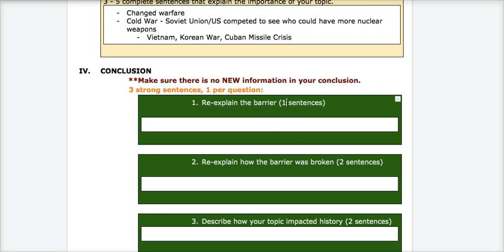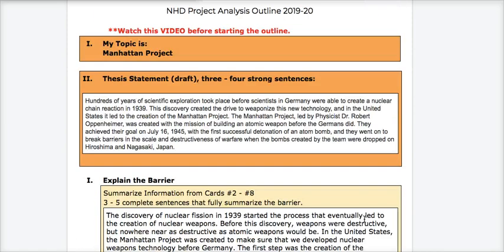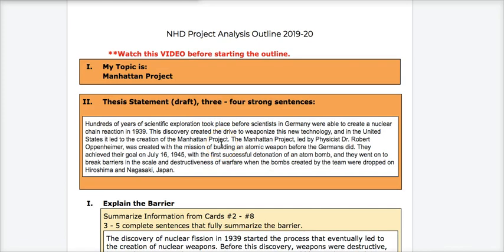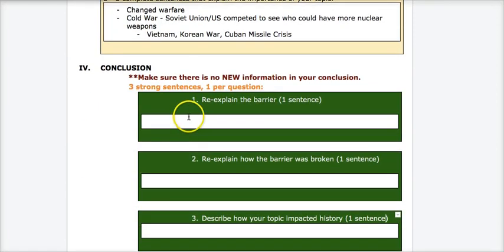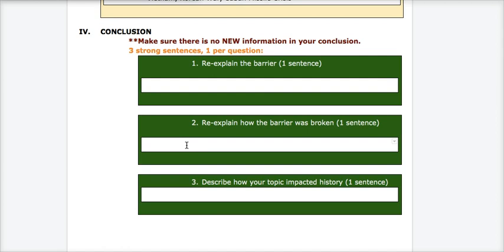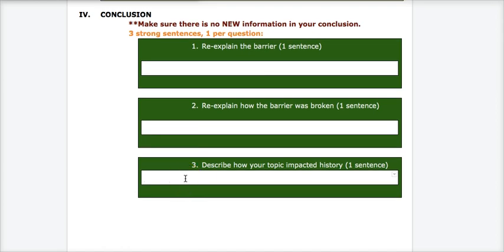So, in one sentence, explain your barrier. In one sentence, explain how it was broken. And in one sentence, explain how the topic impacted history. This conclusion should be similar to your thesis statement, in length especially, but it should not be the same. So, in different words, explain the barrier. In different words, explain how the barrier was broken. In different words, describe how your topic impacted history, why it's important.